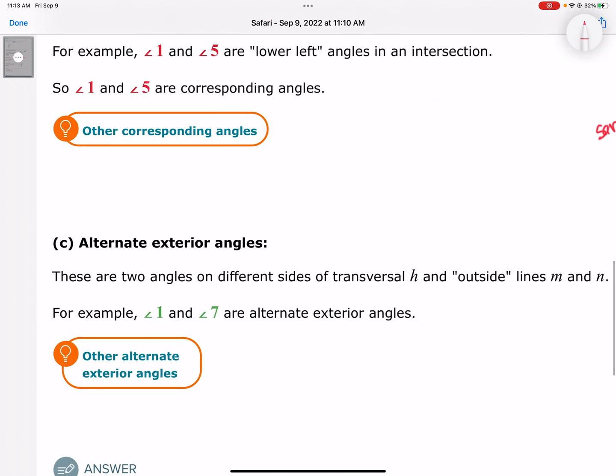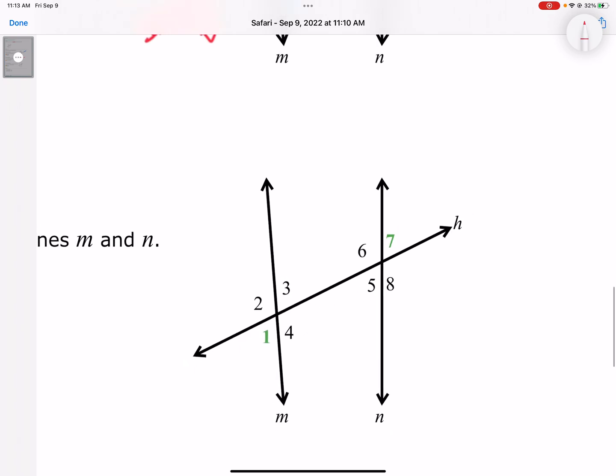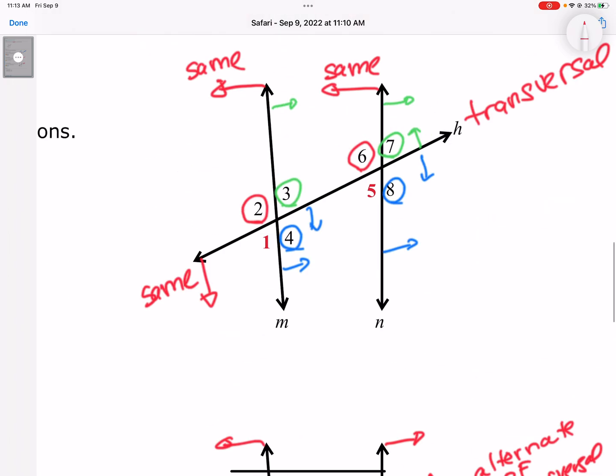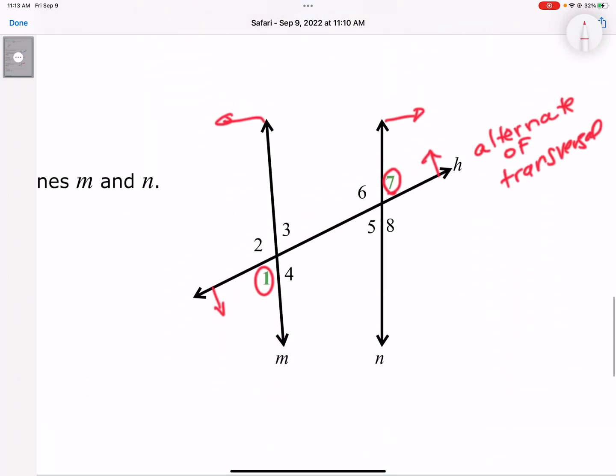Alternate exterior, this is the alternate exterior angles. Alternate exterior, same thing. I'm going to say alternate of the transversal. So one is on 1, one is on 7. So alternate, one's above it, one's below it. Exterior, remember we just looked at the inside, the interior. So obviously the opposite is the exterior.